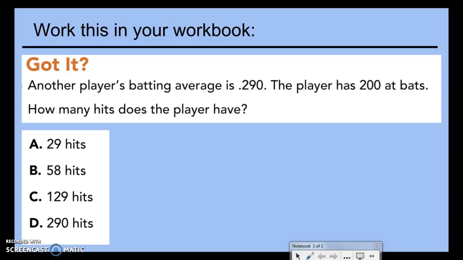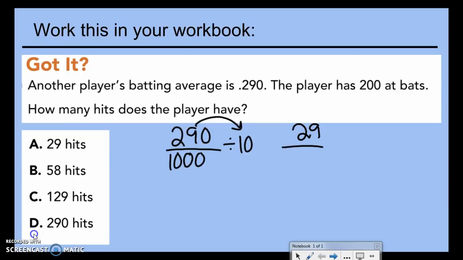Work this in your workbook. Another player's batting average is 0 and 290 thousandths. The player has 200 at-bats. How many hits does the player have? Again, you're writing 0 and 290 thousandths as a fraction. Alright, now you have to find the greatest common factor, or the GCF, of 290 and 1,000. Well, the biggest number that can go into 290 and 1,000 is 10. 290 divided by 10 is just 29. 1,000 divided by 10 is just going to be 100. Okay? 29 and 100 do not have a common factor except for 1, so it cannot be reduced anymore.